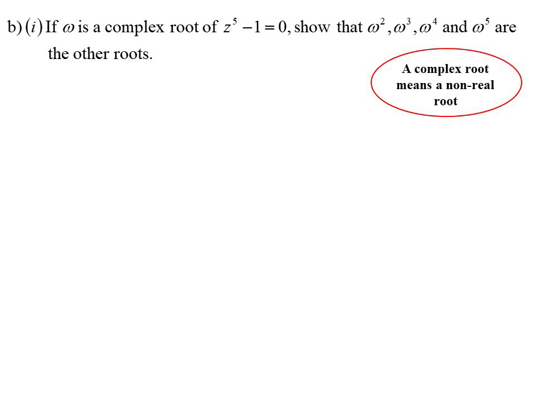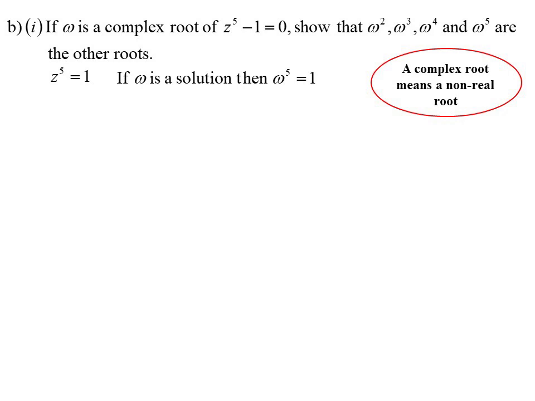Because if it was, then omega squared would be 1, omega cubed would be 1, omega to the power of 4 would be 1, omega to the power of 5 would be 1, so you're not going to create the other solutions. Okay, so how do we show the other ones are? We know z to the power of 5 is equal to 1. That was the equation we were solving. Now, if omega is indeed a solution, then omega to the power of 5 must be equal to 1.